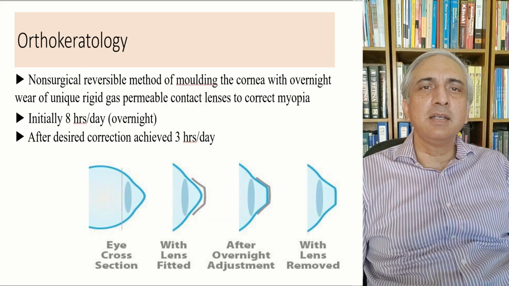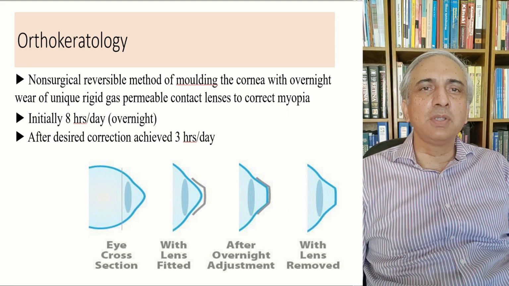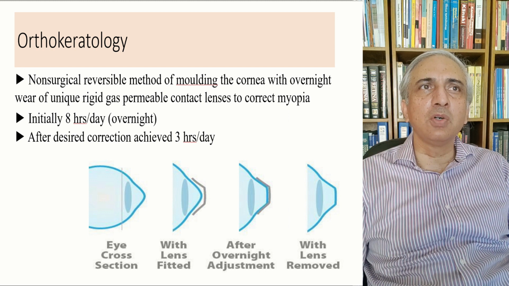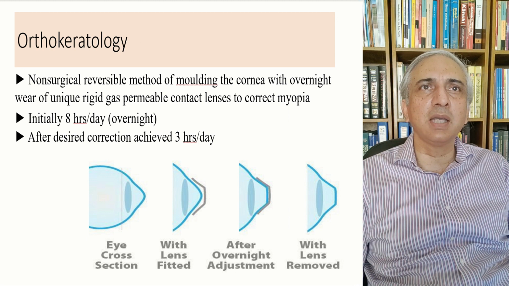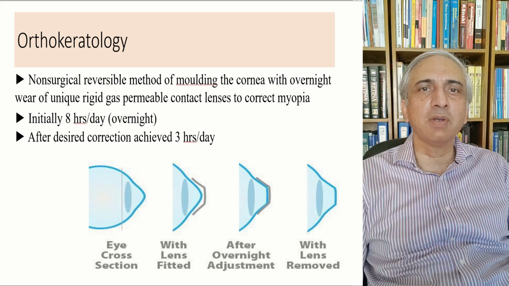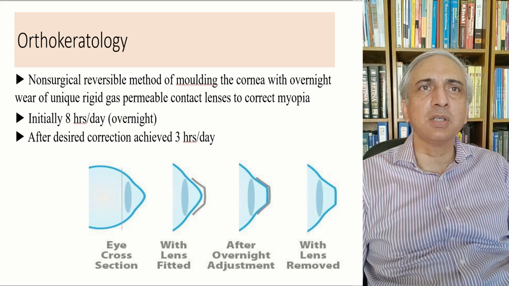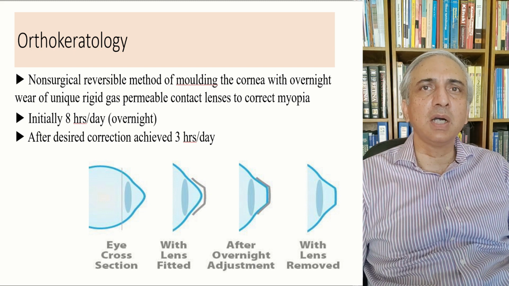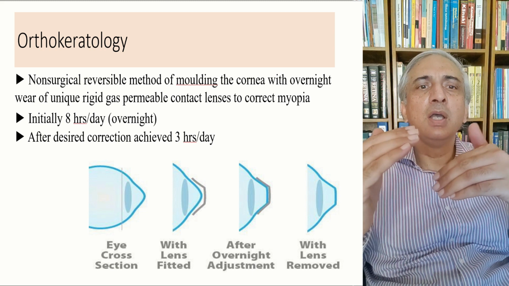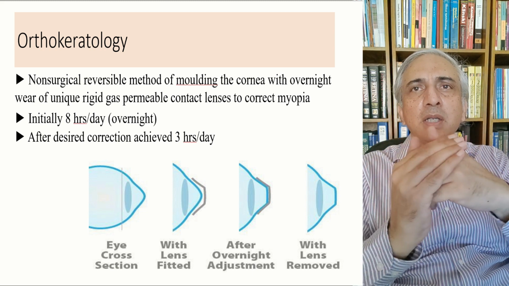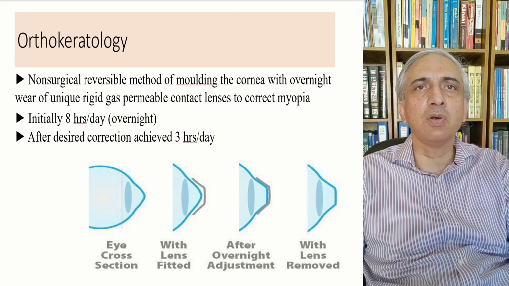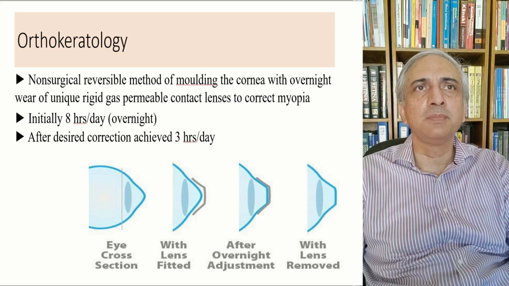Then there's another entity called orthokeratology, which is in vogue nowadays. It is a non-surgical reversible method of molding the cornea with overnight wear of unique rigid gas permeable contact lenses to correct myopia. Initially 8 hours per day and overnight, and after desired correction is achieved, you can just use it 3 hours per day. So what you're trying to do is fit something on the cornea which tends to flatten the surface of the cornea and reduces myopia.